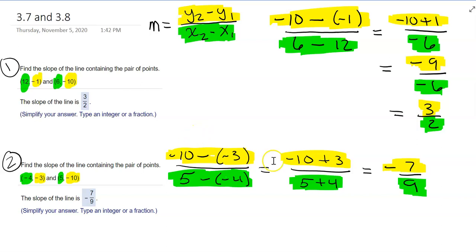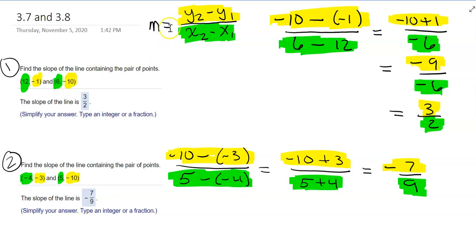Yo, yo, yo, we are looking to finish up chapter 3 with 3.7 and 3.8, where we're looking at slope, parallel lines, and perpendicular lines. So I'm sure you all recognize y sub 2 minus y sub 1 over x sub 2 minus x sub 1. That's how we're going to find slope. It's the difference in our y's over the difference in our x's, or rise over run, a lot of things you may have heard.